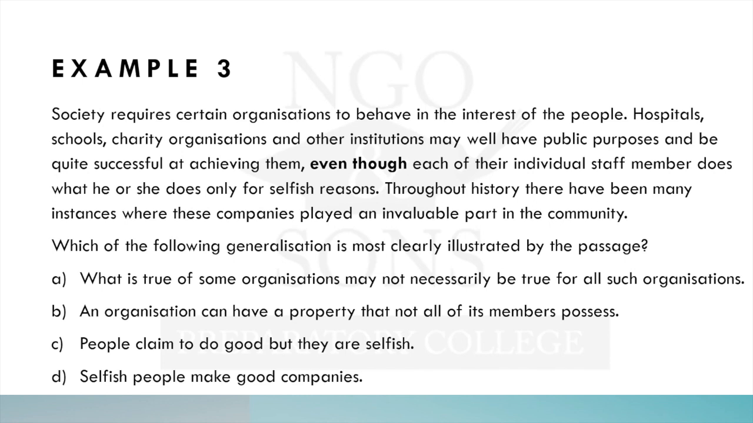be doing good, but the people that make up the organization may be selfish. That is, the organization and its member may not share a common property. So the answer is B. An organization can have a property that not all of its members possess.